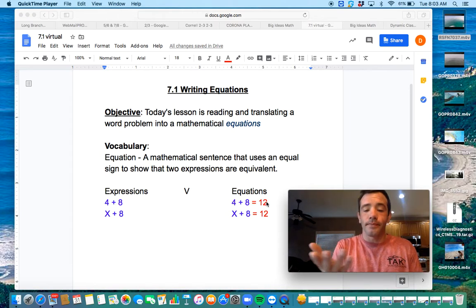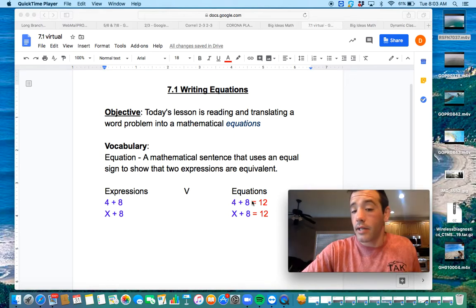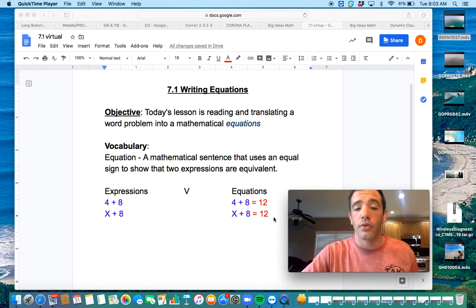Needs to be equal. The sum of 4 and 8 is 12. 4 plus 8 equals 12. x plus 8 is 12. x and 8 together equals 12.